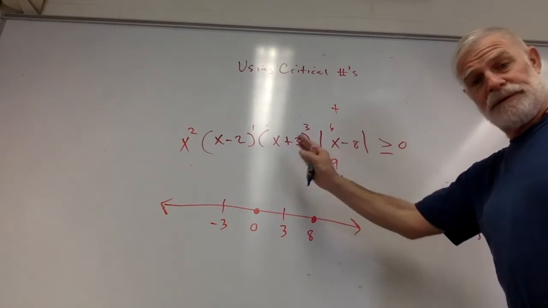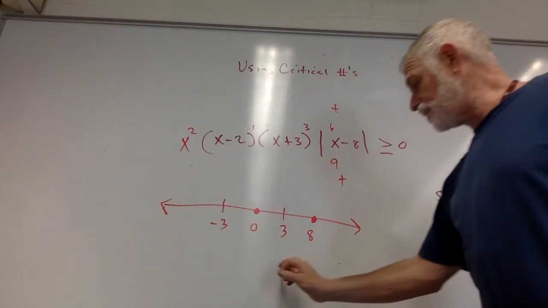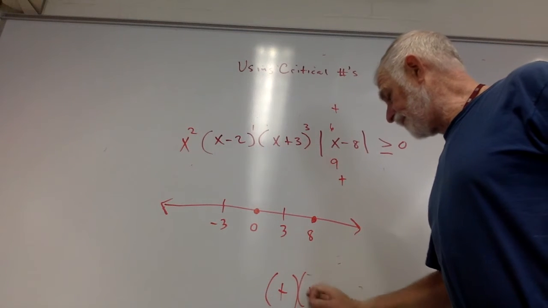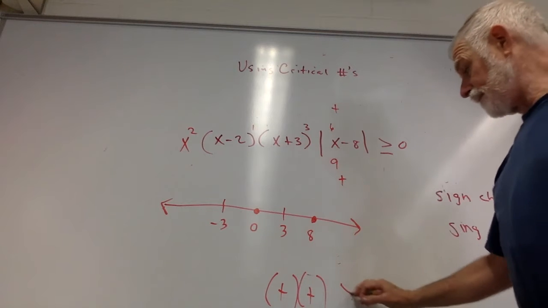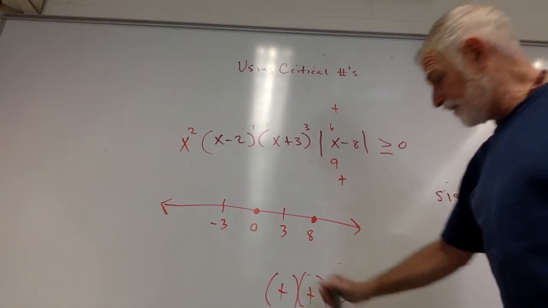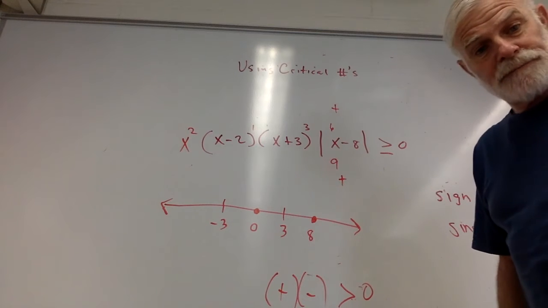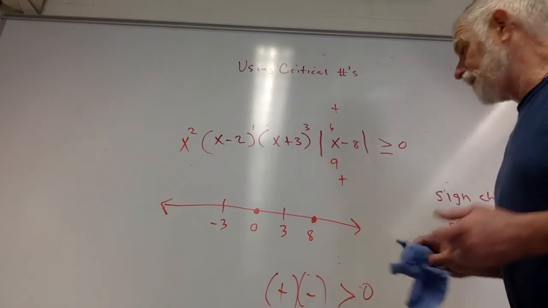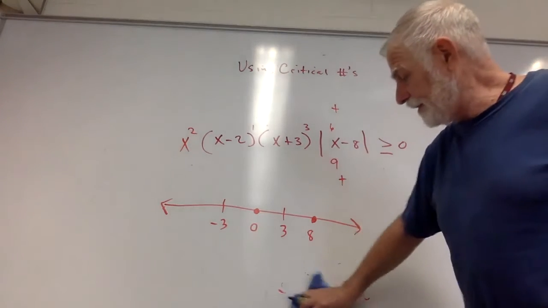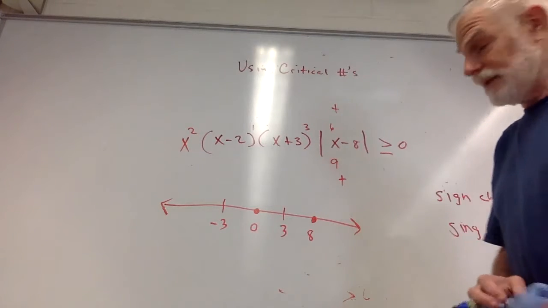And this is a product, right? So if I told you you have a positive times a positive, what's your outcome? It's bigger than 0. But if something changes signs, well, it's not bigger than 0 anymore. So this is all about, does something change signs at these critical numbers or not?